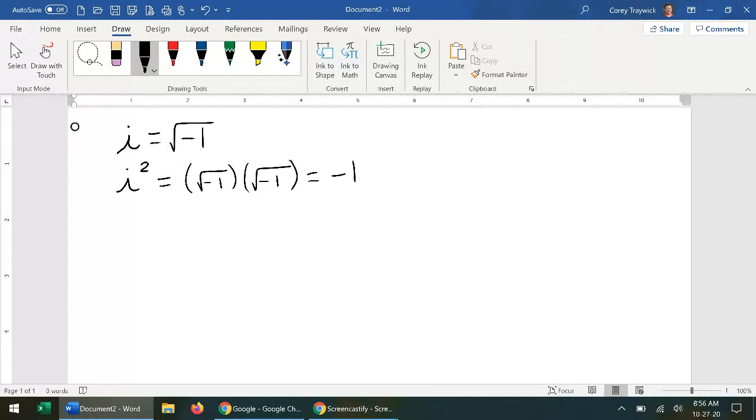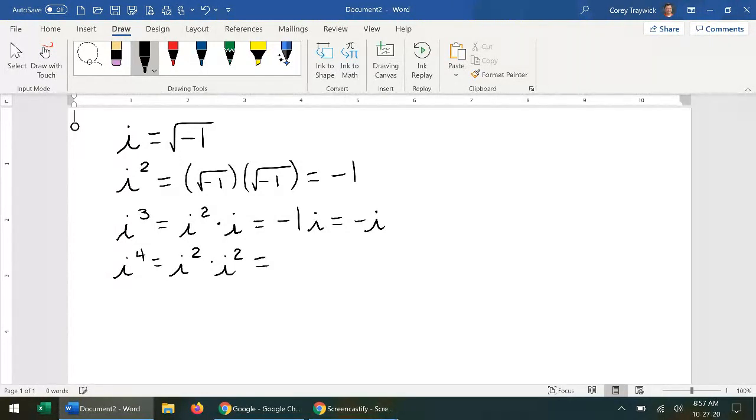Now I want to show you a couple of others because we'll get to them eventually. i to the third can be broken up into i squared times i. Well, i squared is -1. So that's -1 times i, or -i. And then the last one, i to the fourth, can be broken up into i squared times i squared. Well, we just learned that i squared equals -1. So this is the same as -1 times -1. And so, Jehudi, what does that equal? Chicken! No, it equals 1.